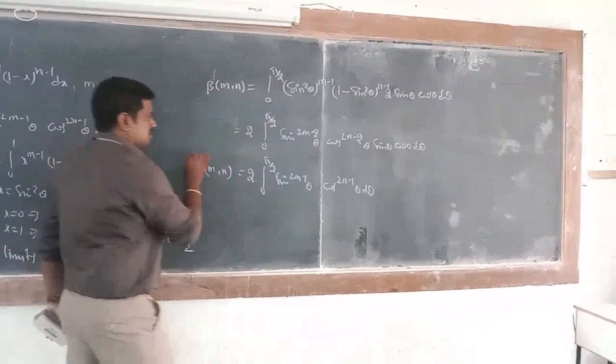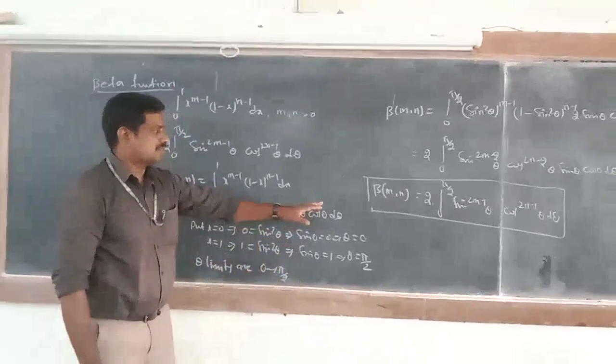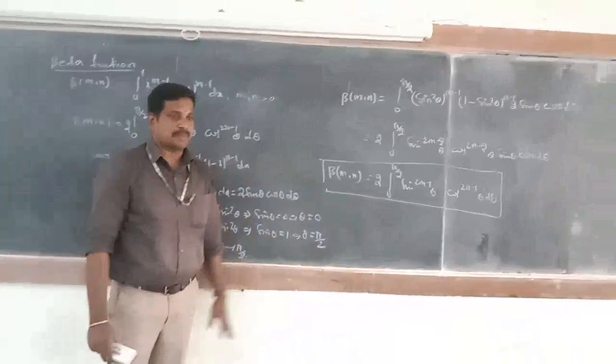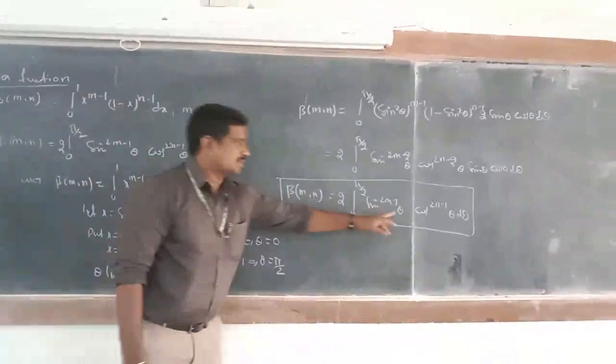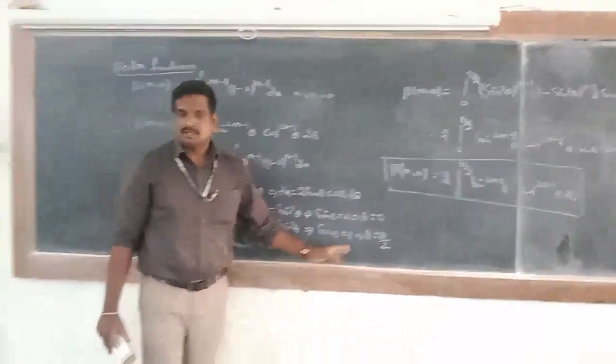This is the required answer. This is another form of the beta function. So what is another form of the beta function? Beta of m comma n is equal to 2 into integration 0 to pi by 2 sin power 2m minus 1 theta into cos power 2n minus 1 theta d theta. Thank you.